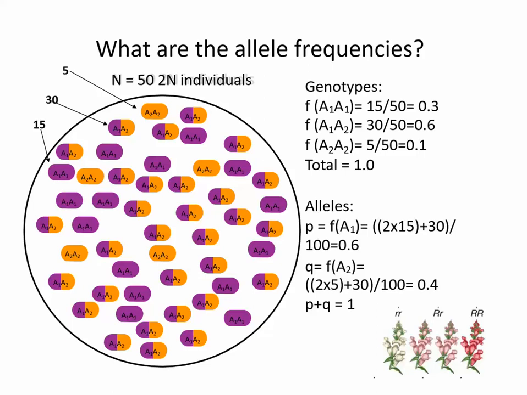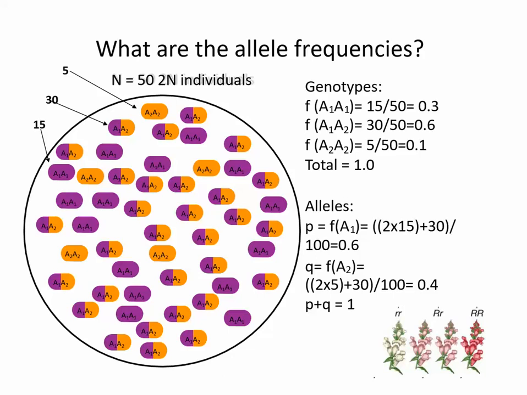So if there are 15 A1A1s, there are 30 copies of A1 alleles in those 15 individuals because they each have 2. So 2 times 15 equals 30. And then among the 30 individuals that are A1A2, there are 30 copies of A1. So we add 2 times 15, which is 30, to 30, and that gives us a total of 60. We know if there are 50 individuals in the population, that makes 100 alleles, so 60 alleles over 100 is a 0.6 frequency.